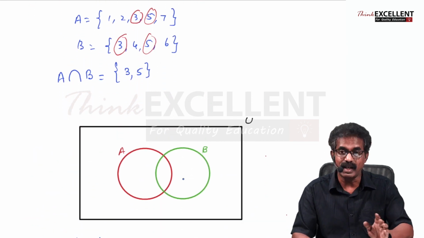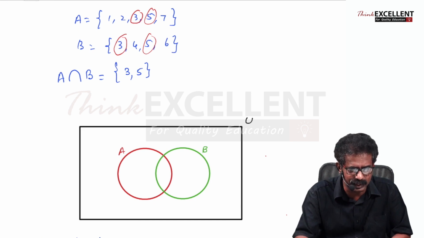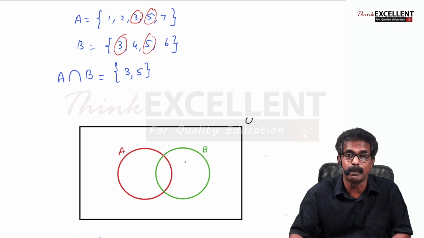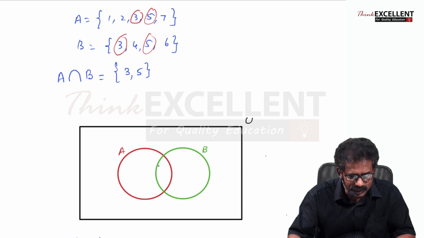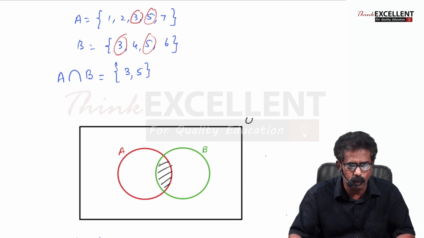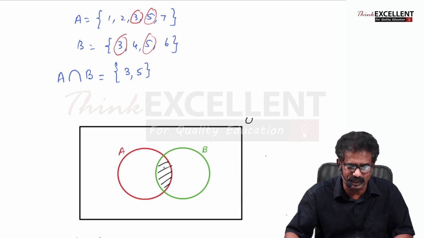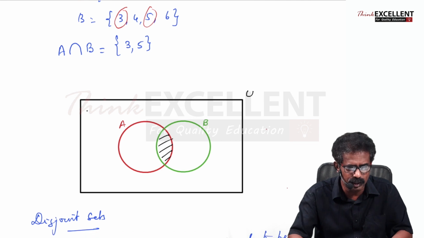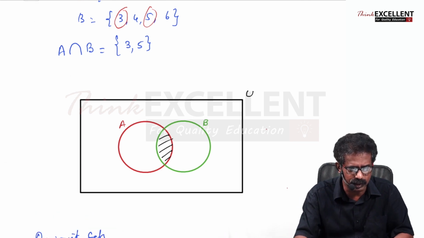Okay, now in Venn diagram, how can you shade? Suppose I have two overlapping sets, A and B. They are not disjoint, something is common. So which portion is common? This portion, because this portion is in A and B, right? What I shaded is in A, also it is in B. So this is A intersection B. A intersection B means the portion which is common for both.